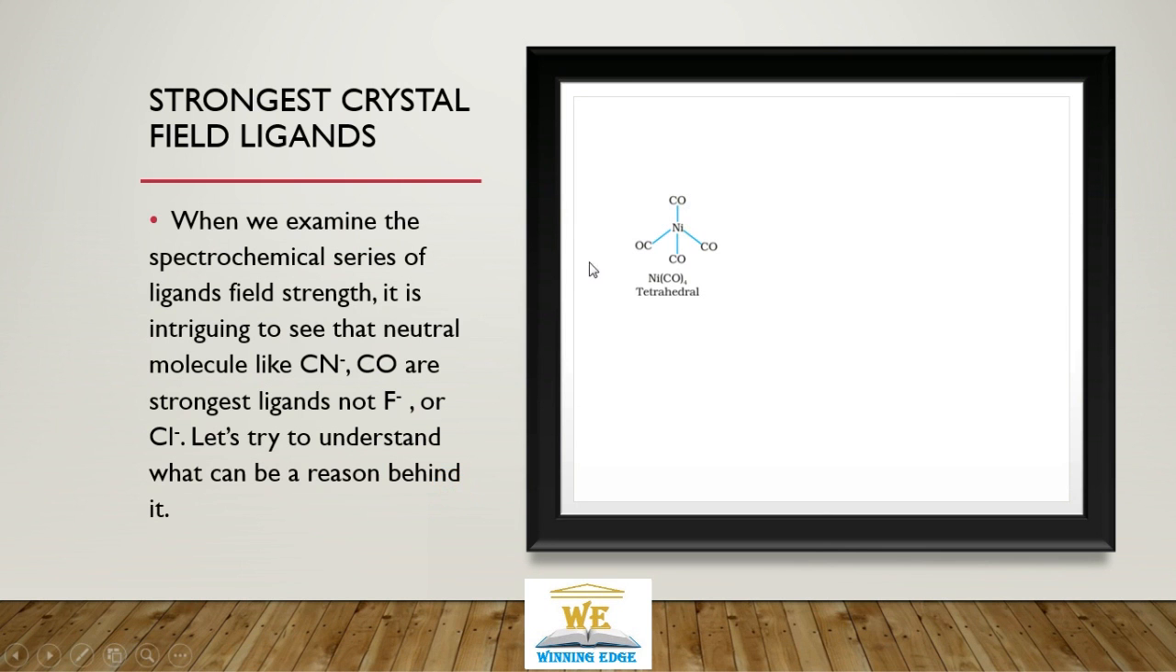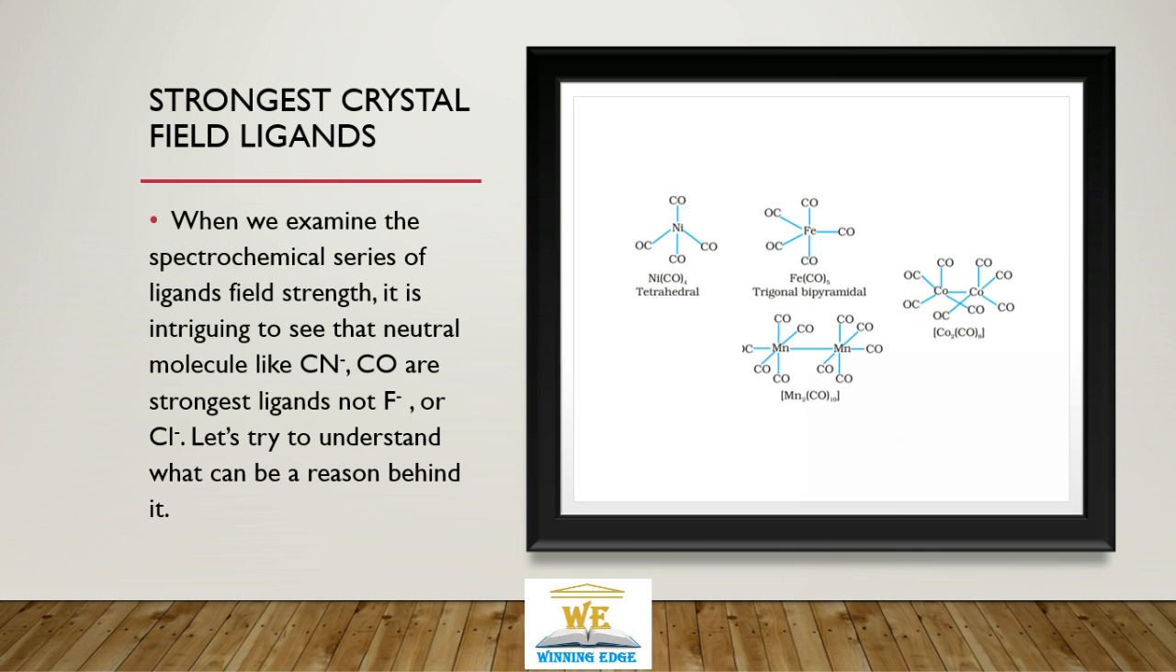Let's see some complexes, like nickel tetracarbonyl, with strong field ligands. We have a trigonal bipyramidal geometry with iron. Then we have bridge-type complexes between cobalt and carbonyl. Manganese forms a bridge structure with the carbonyls, Mn2(CO)10. Then we have a chromium octahedral complex.